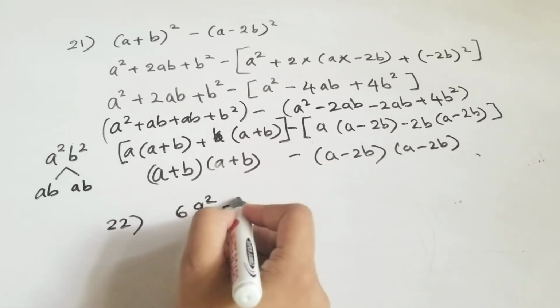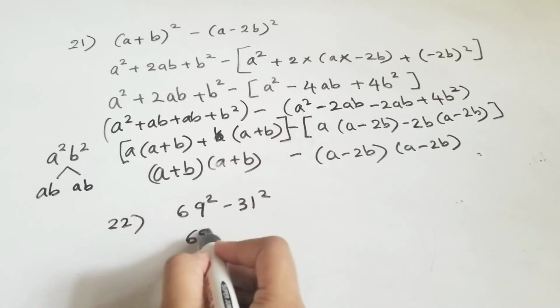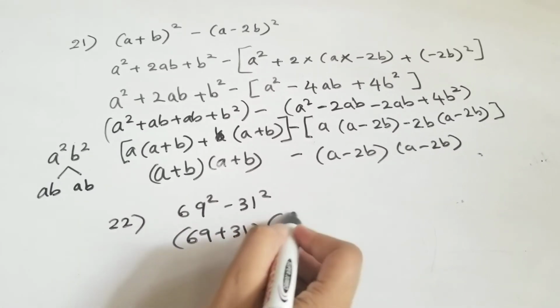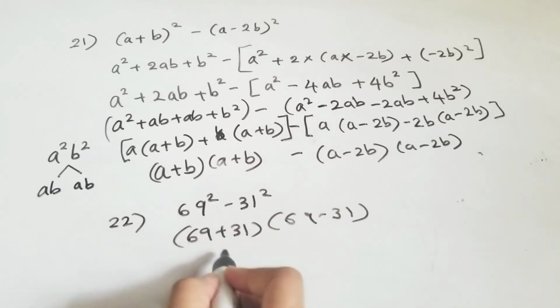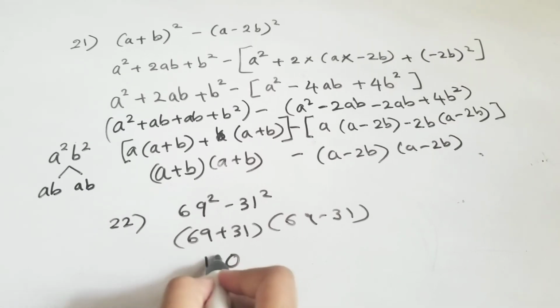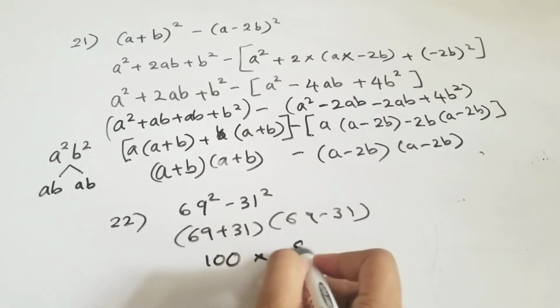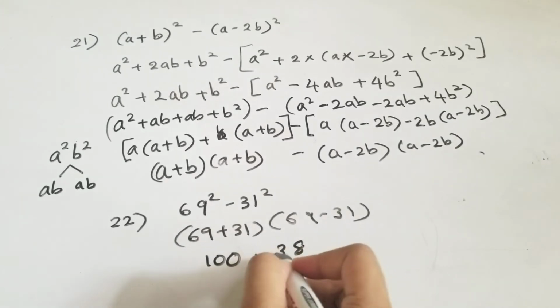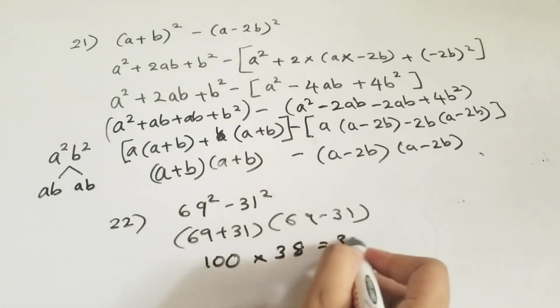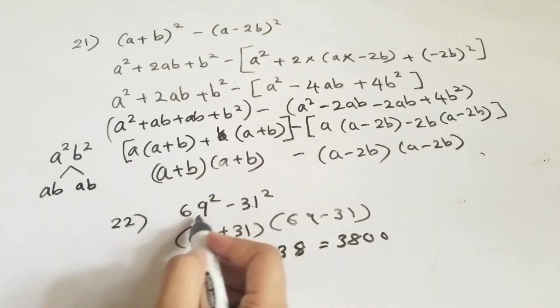69 squared minus 31 squared. That means (69 plus 31)(69 minus 31). So 100 comes, into 69 minus 31 means 9 minus 1, 8; 6 minus 3, 3. So the answer is 3800. So this is always perfect squares, right?